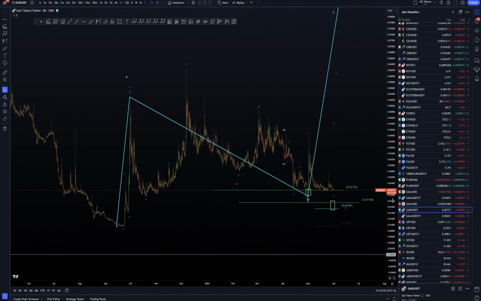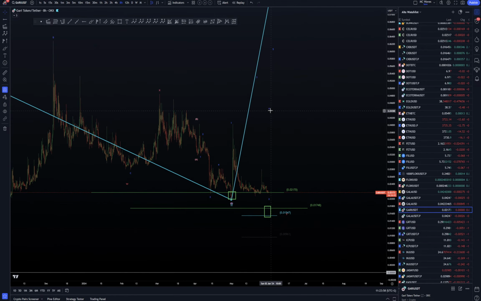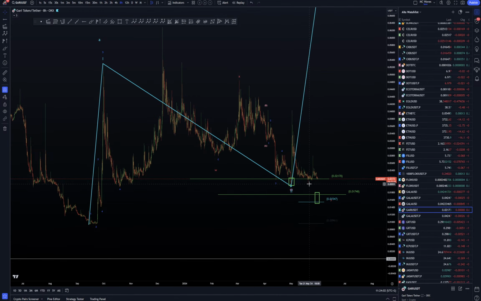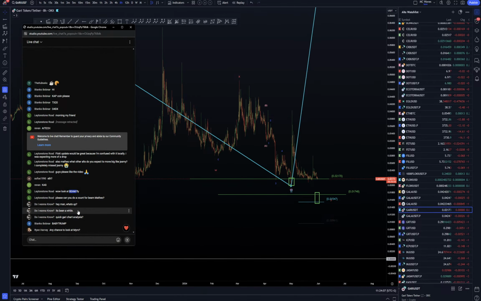So this is the GARI update really. I'm going to remove this last wave, to be honest. It all depends if you manage to hold that bottom or not. So that's it really. BABYTRUMP.